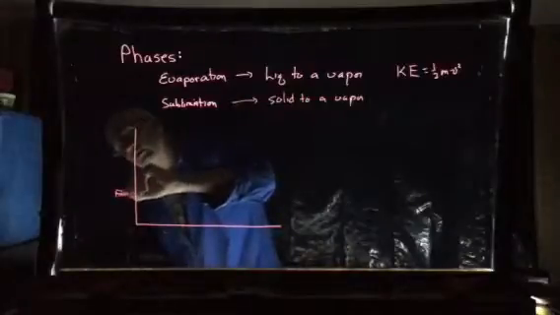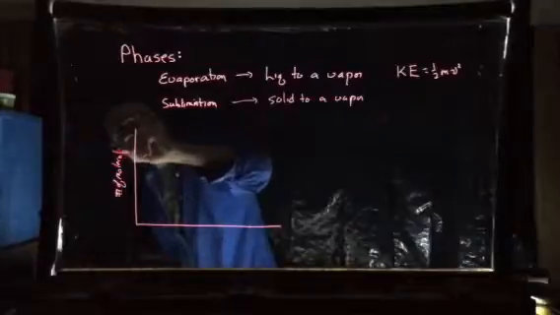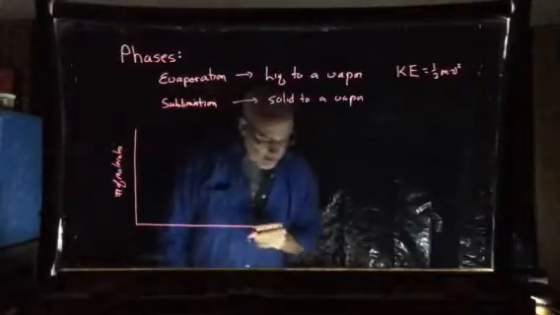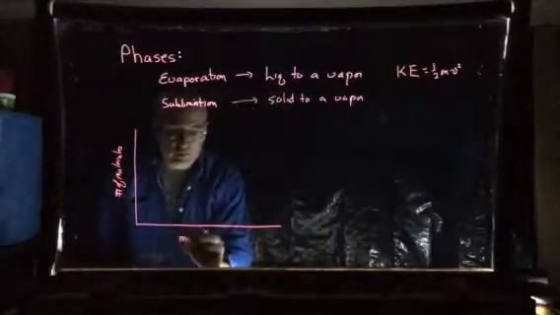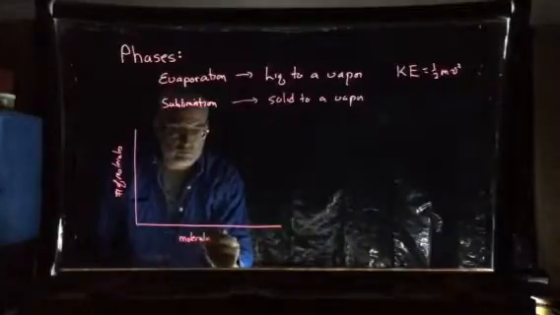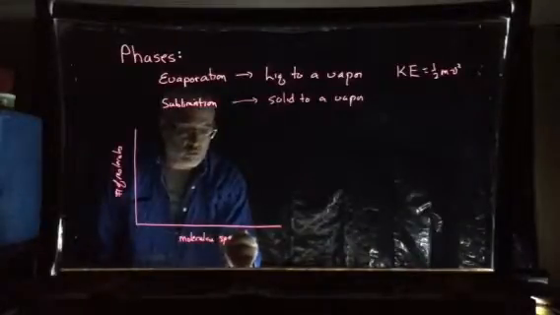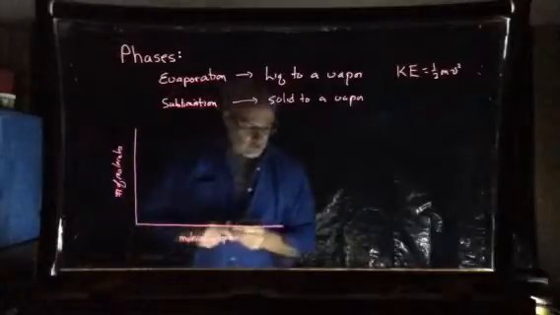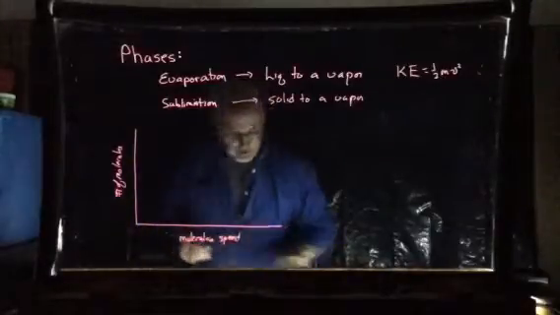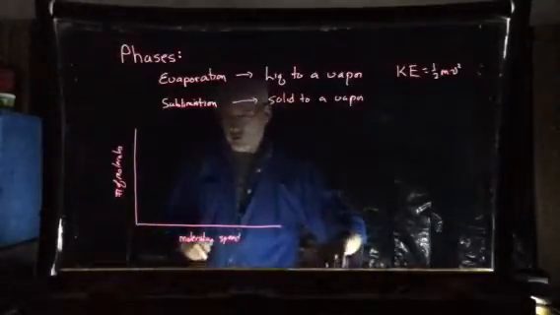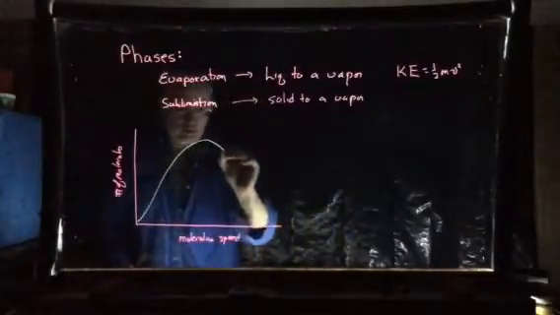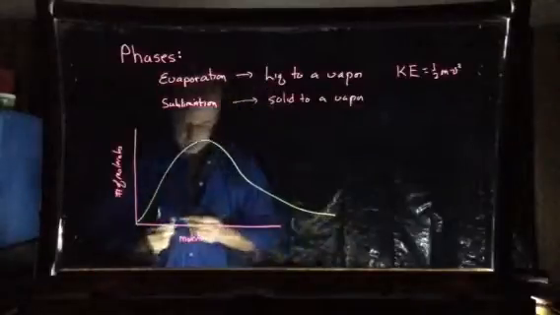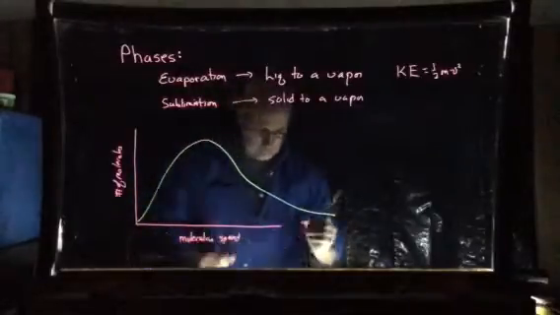So we have number of molecules, and then we have molecular speed or velocity, and if we plot that we get a Boltzmann distribution curve. And let's see how good I can draw it. It may look something like this.